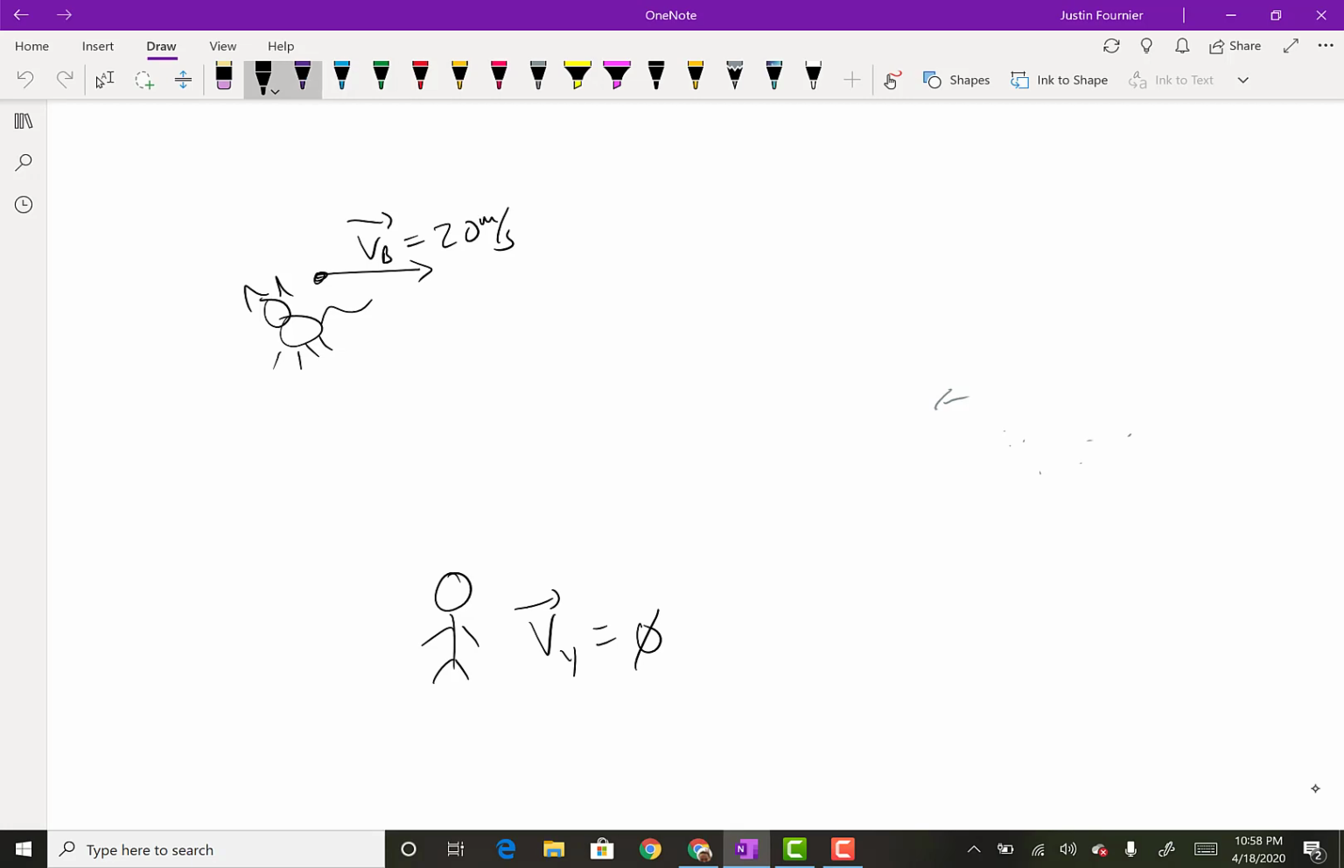Okay, and then Bella shoots out a light beam, a little chunk of light here. Boom, out it goes. And it moves with the speed of light c. Well, that means Bella is going to measure the speed of light as being c. She's going to look at this and go, oh, that's moving at a speed c, the speed of light, 3 times 10 to the 8 meters per second.